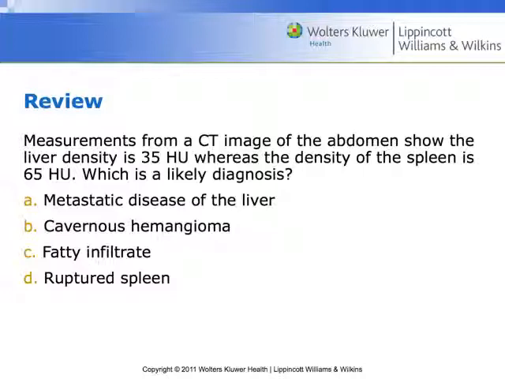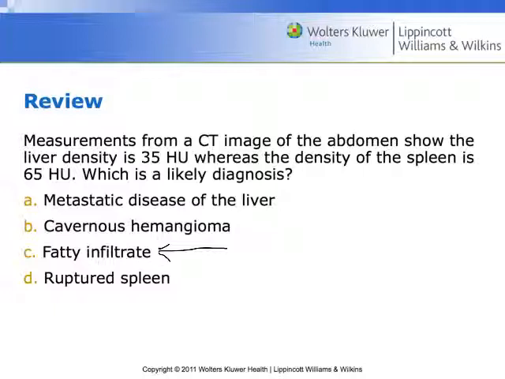Now, this difference in their Hounsfield units is because they're both very vascular organs, and so we're talking about them collecting contrast, but the liver has clearly collected less than the spleen. So what we're talking about in this case is C, fatty infiltrate of the liver.